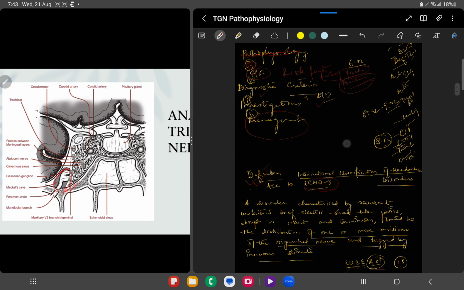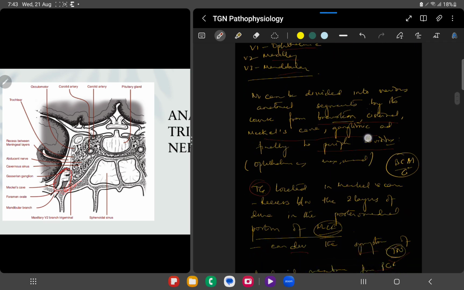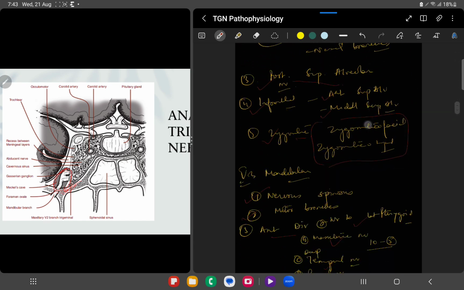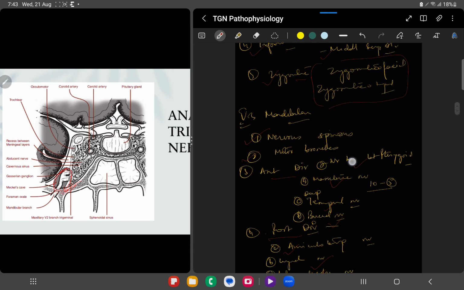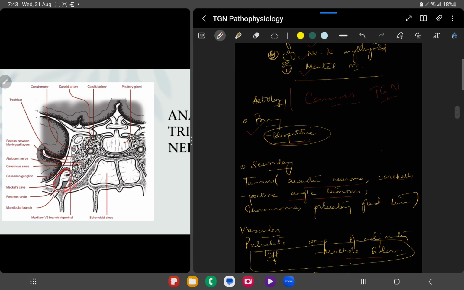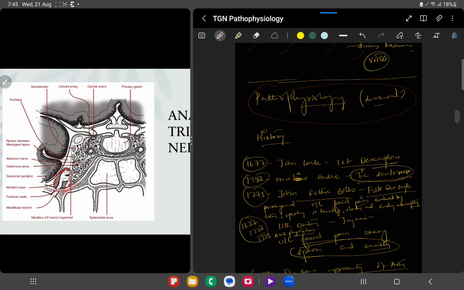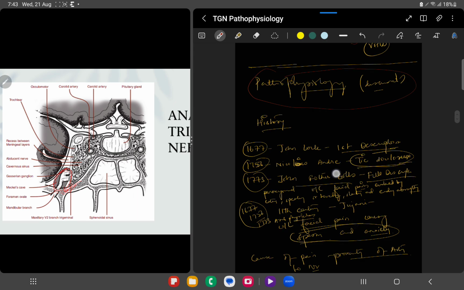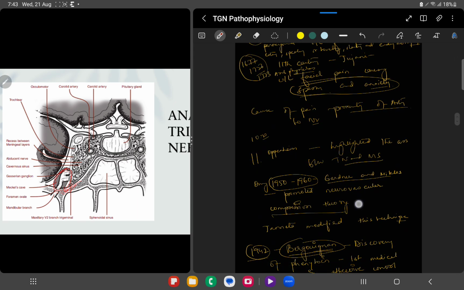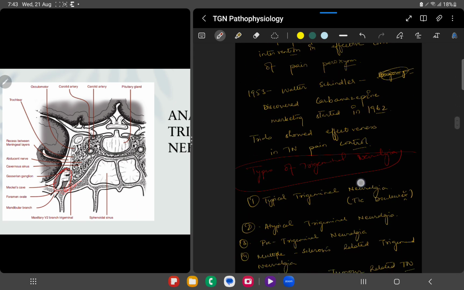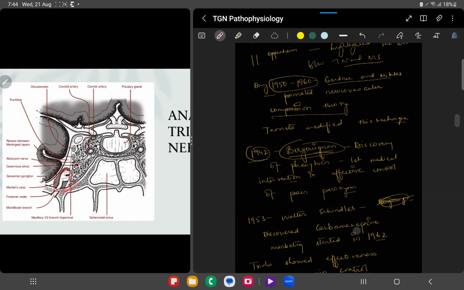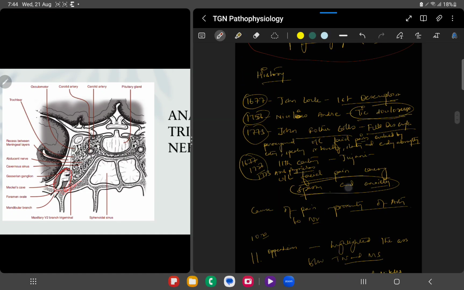Now we'll talk about the types. We can broadly divide it into 5 or 6 types. Before talking about these types, we will just briefly describe the history.